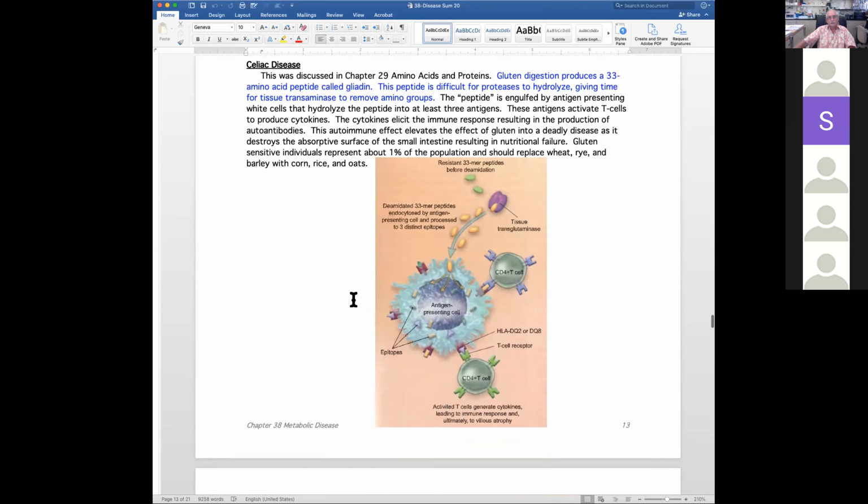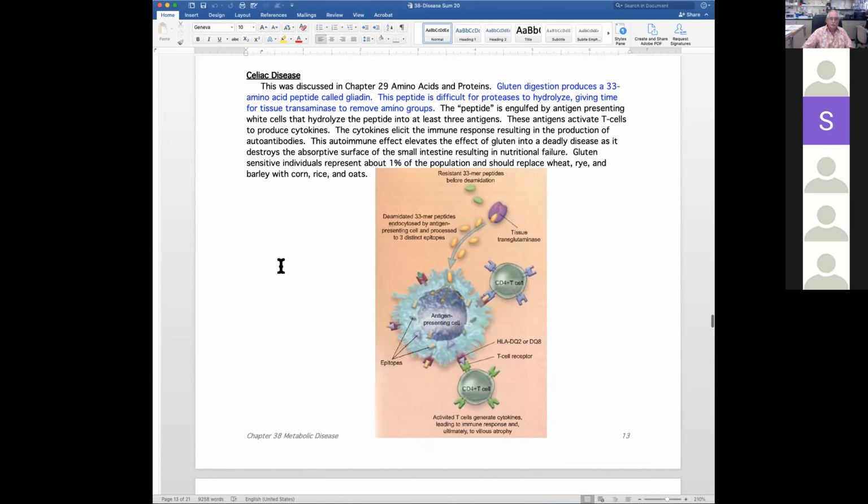So celiac disease is an immune response, isn't it? But then why are some people able to handle gluten and other people not? So that becomes a genetic issue, doesn't it?